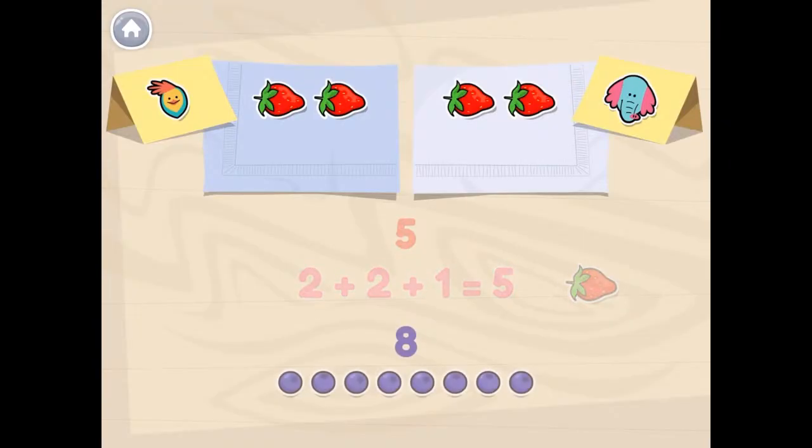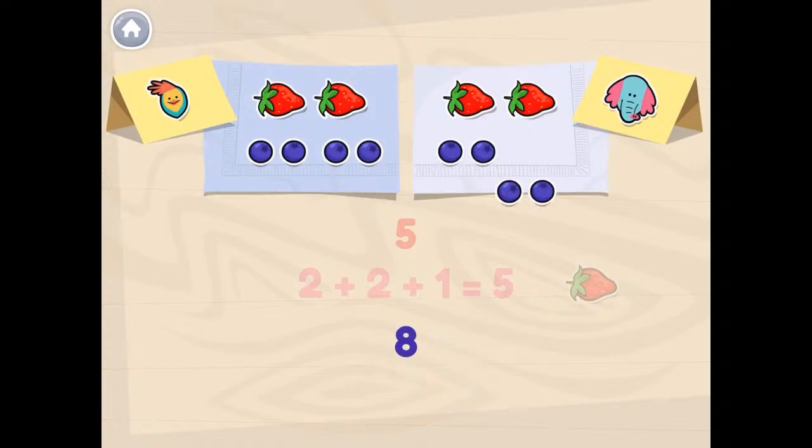Now let's check the 8 blueberries by skip counting by 2s. Okay, start from 2. If we count the number 8, that means it is even. 2, 4, 6, 8. The number 8 is even. Hooray for even numbers.